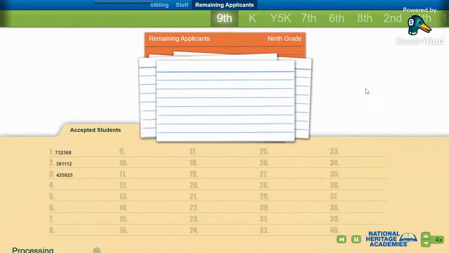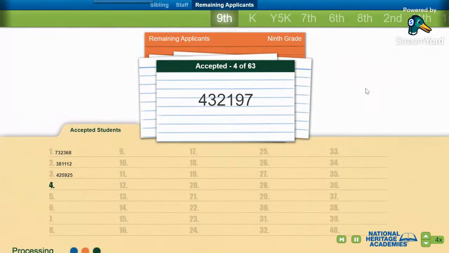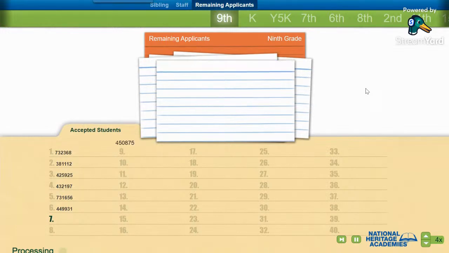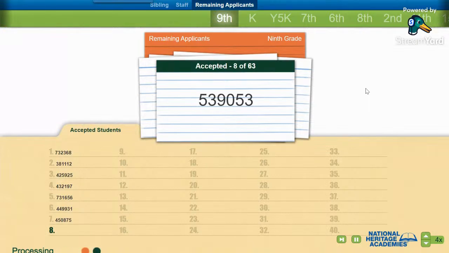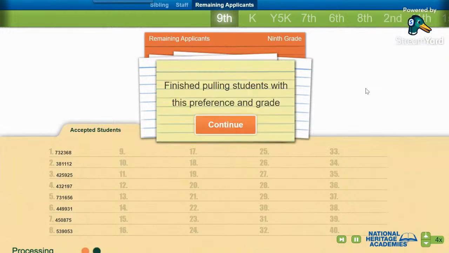425-925 accepted. 432-197 accepted into 9th grade. 731-656 accepted. 449-431 accepted into 9th grade. 450-875 accepted. 539053 accepted with a sibling 688170 in second grade receiving preference on the waiting list. Okay, that concludes our ninth grade applicants.